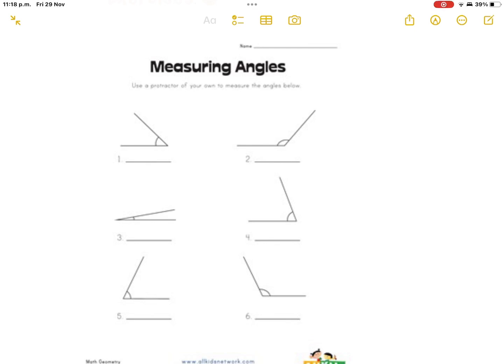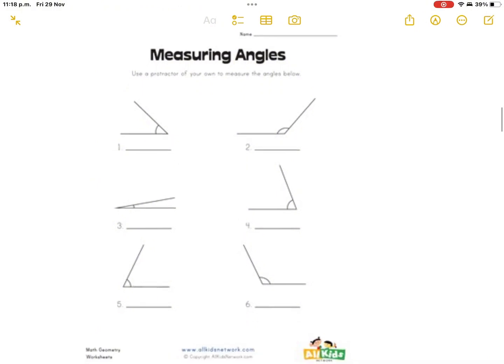Because it measures less than 90, 73 degrees. Number 5 measures 65 degrees, and because it's less than 90, it is an acute angle. Finally, the sixth one. It measures 115 degrees. Because it is greater than 90, it's an obtuse angle.